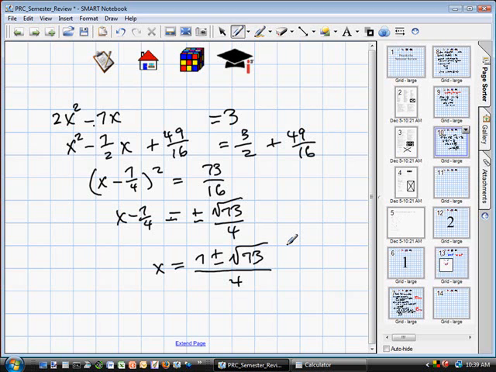Take half of it. You get 7/4, and then you take that answer and square it, and I get 49/16. Add that to both sides, which I did. Okay. Now this is a perfect square trinomial, so you should be able to write it as a binomial squared.